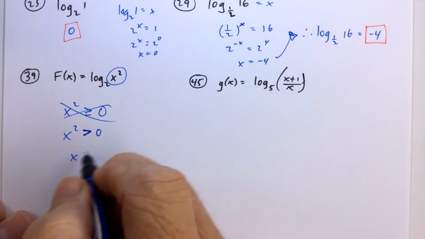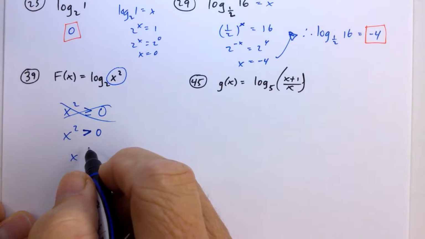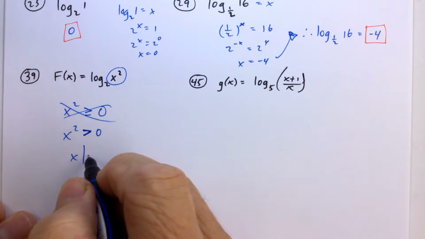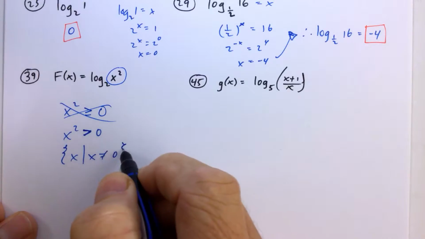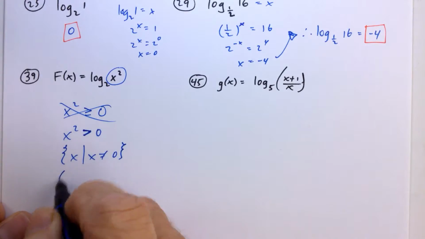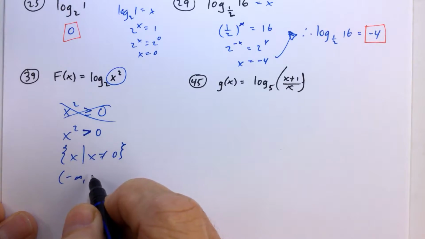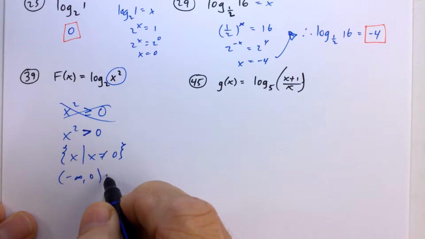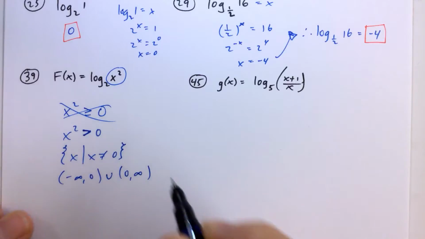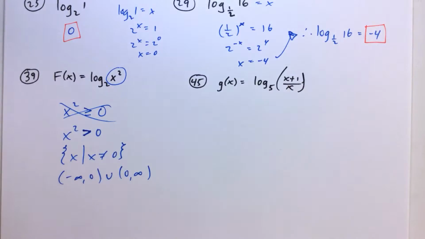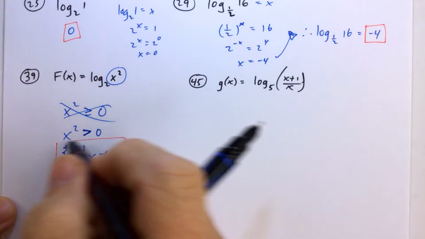Well, x would be all real numbers except for 0. So you can write that using inequality notation, or you can use interval notation: all real numbers to 0, but not including 0, and then all real numbers greater than 0. Either one of those ways of writing the answer is fine.